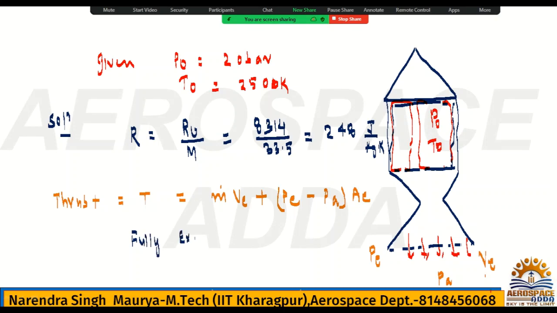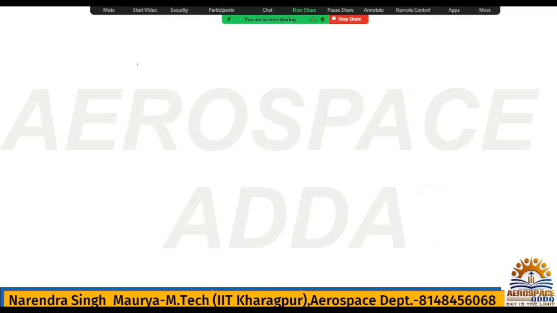It is called fully expanded case. If it is fully expanded case, then PE is equal to PA. So this part will be what? 0. Okay. Then what will be the thrust? If you find here, what will be the thrust? Thrust will be m dot into VE.